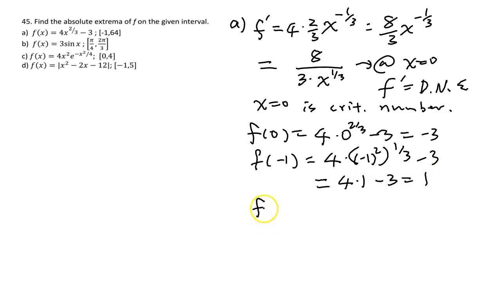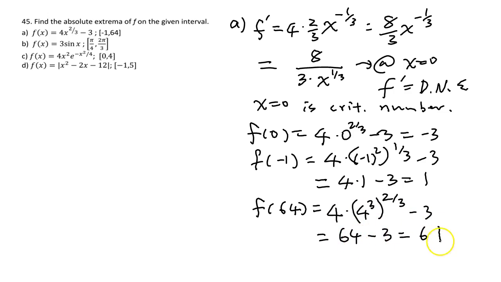Okay. How about f of 64? Well, in order to compute this easily, recall that 64 is 4 to the 3rd power. So when you take the power of 2/3, the 3 cancels, and you get 4 squared, which is 16. 16 times 4 is 64, so you have 64 minus 3, which is 61. Okay. Among these values, I see that this is the max, the highest between this and this, right? And this one is the minimum.